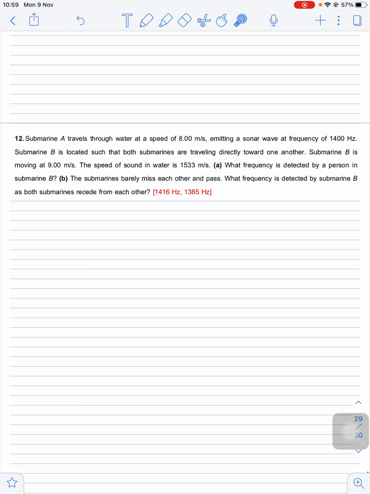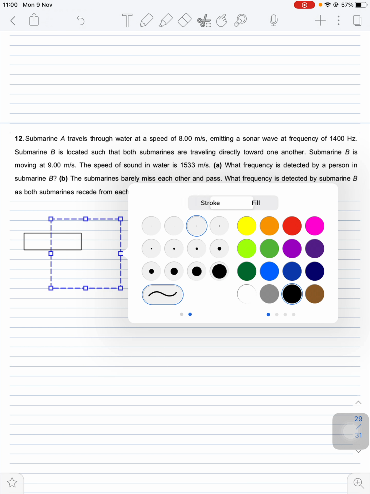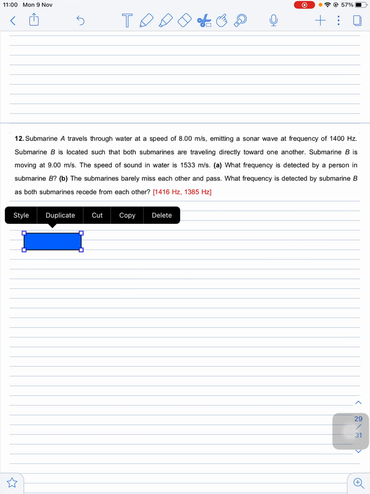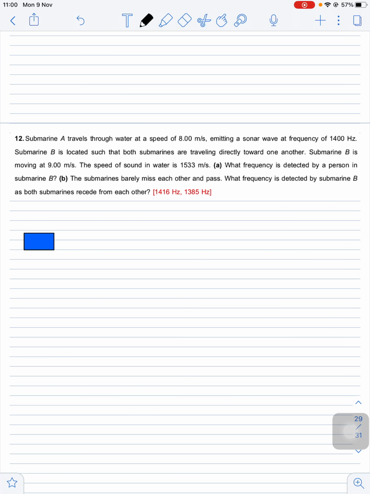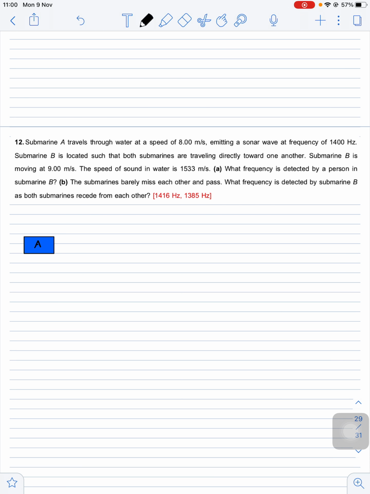Submarine A travels through the water at the speed of x meters per second. Let me just draw the picture first. We have the submarine A. Let me just draw it as a rectangle, and maybe just flip the color. Yep, so this will be the submarine A. It's moving through the water with a speed equal to x meters per second, and then emitting a sonar wave at a frequency equal to 1400 hertz.